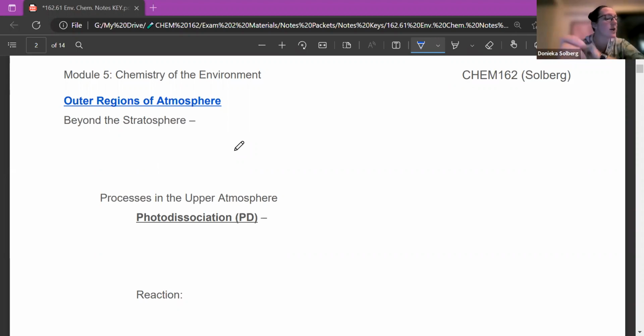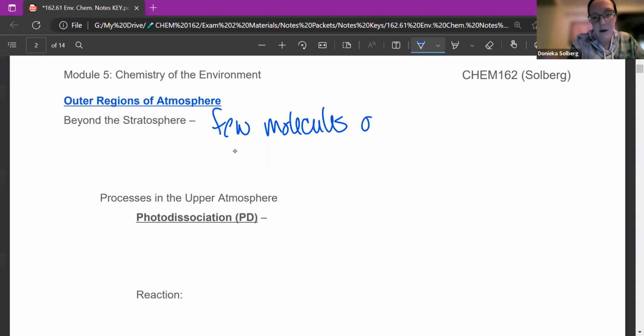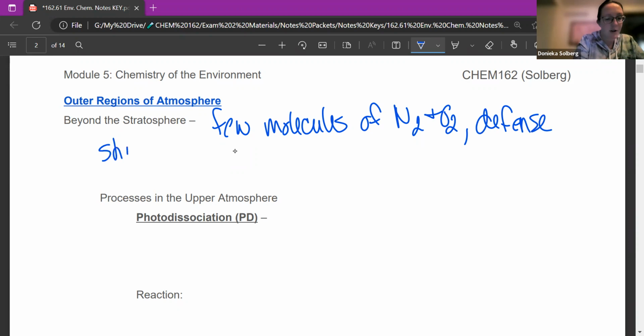Okay, so beyond the stratosphere, there are a few molecules of nitrogen and oxygen, N2 and O2, and those are what protect us from the sun's radiation. They are kind of a defense shield for radiation.